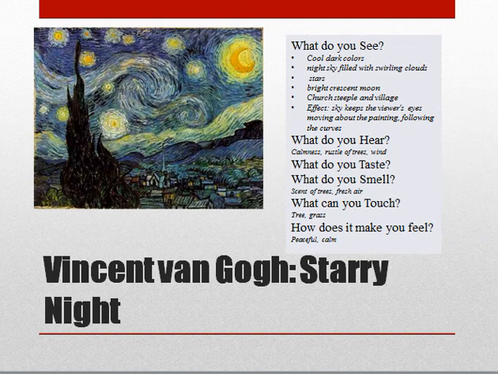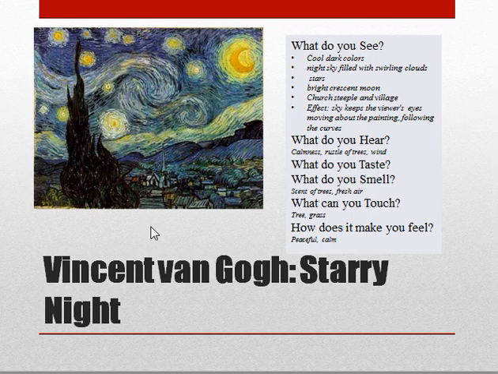Well, here are some potential sensory details some students have brainstormed in the past when looking at this painting. What do you see? Cool, dark colors, a night sky filled with swirling clouds and stars, a bright crescent moon, a church steeple in a village. You can see that here in the painting. The sky keeps the viewer's eyes moving about the painting, following the curves.